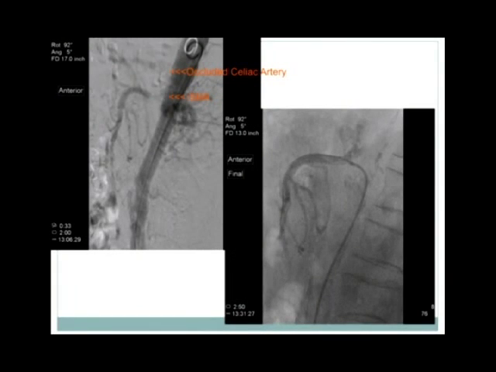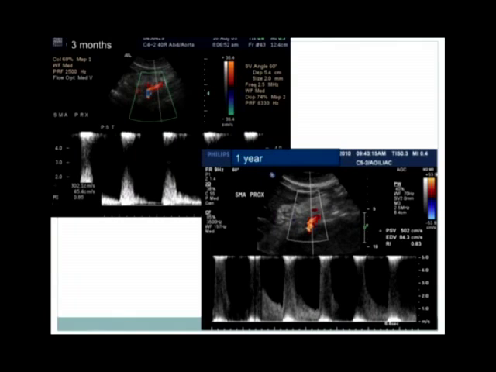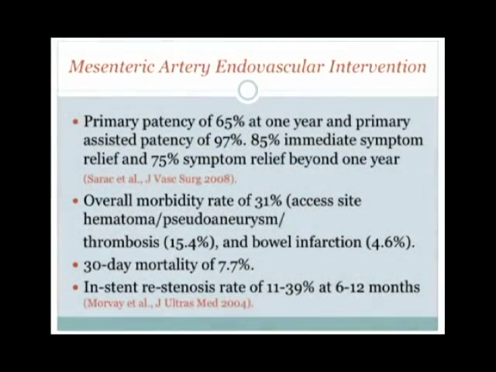Here's just a case that I put up here for demonstration. There's an occluded celiac artery. There's an SMA with near occlusion, which was successfully stented. The patient did great. So on follow-up, this is a 3 month ultrasound. You can see the SMA that's been patent and the patient is asymptomatic. The velocity is about 300. We move forward to a year from the intervention itself, and now we see that the velocity is 522, or 502, I'm sorry. So what do we use?